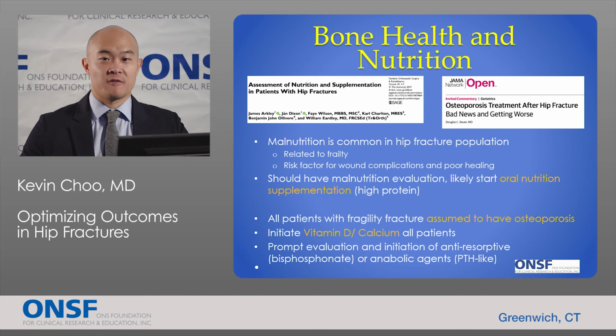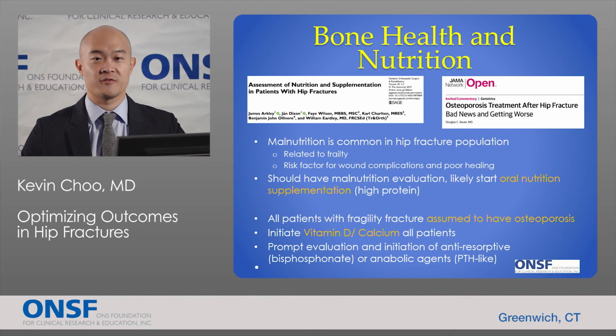Again, to the issue of frailty, nutrition and bone quality is also tied into this. Malnutrition is a very common issue in a hip fracture population, again, related to frailty. Malnutrition is a known risk factor for wound complication and poor wound healing. And so all patients who come into the hospital for this should have either preoperatively or postoperatively a malnutrition evaluation. And we do start oral nutrition supplementation, which is a high protein supplement for all of these patients.